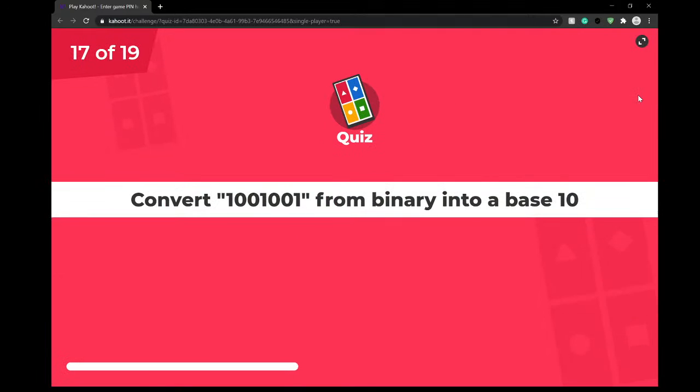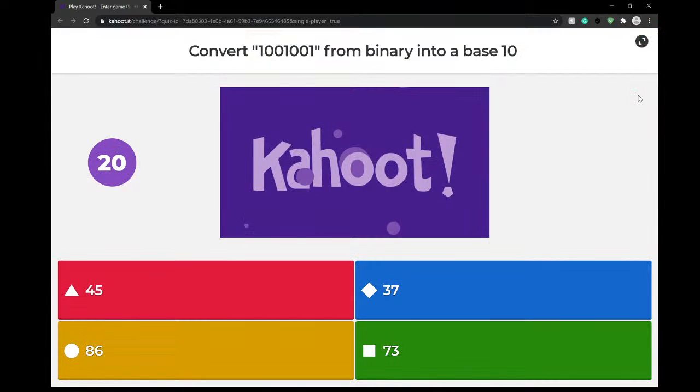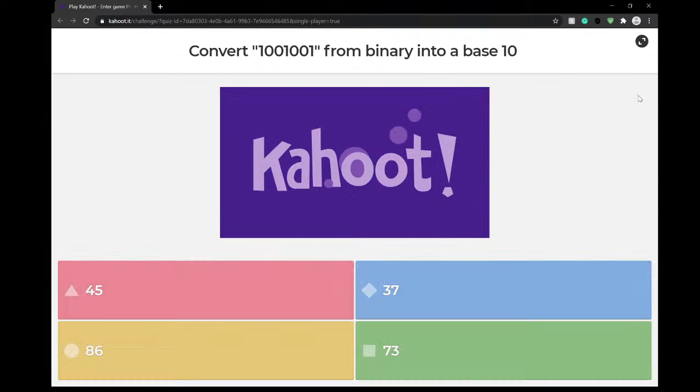So 17. Convert 100101 from binary to base 10. Base 10 is basically just normal numbers, so don't think about that. Let's write our binary chart again. From right to left, just write the numbers 1, 2, 4, 8, 16, 32, 64, and then 128.